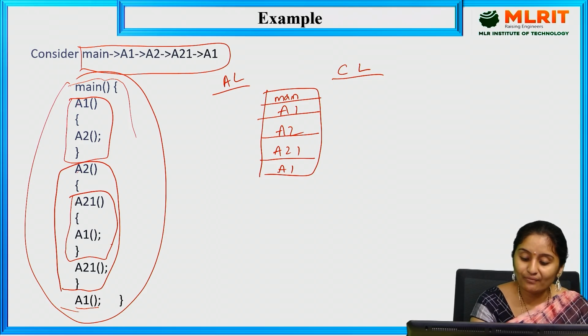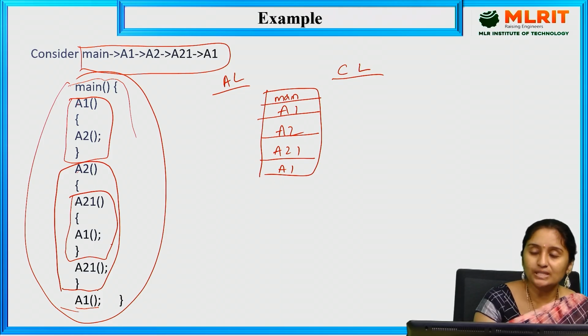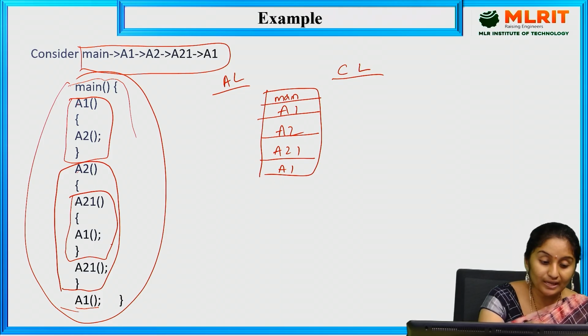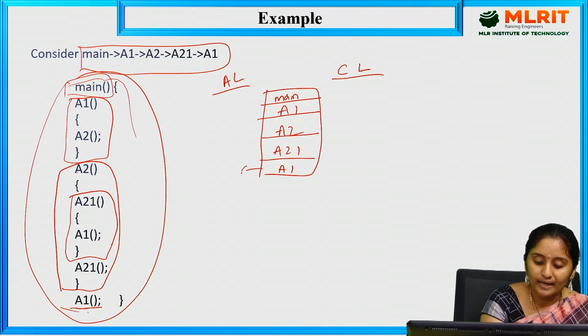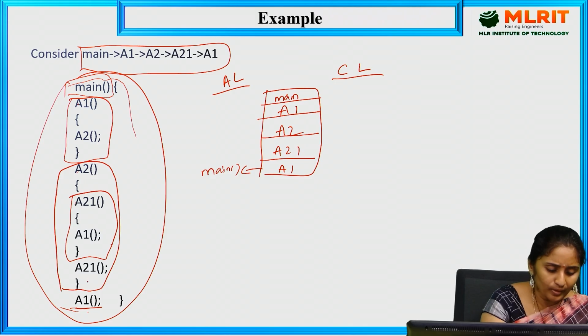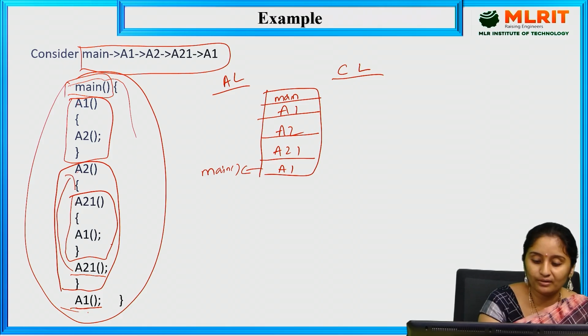Now, this A1 function call is done in which definition? This A1 function call is in the main function, so it is going to be done in main. Next, the A21 function call. Where is A21 called? Here A2 is called in A1. Here A21 is a definition. From which definition are we going to call A21? Using the A2 definition we are going to call it.